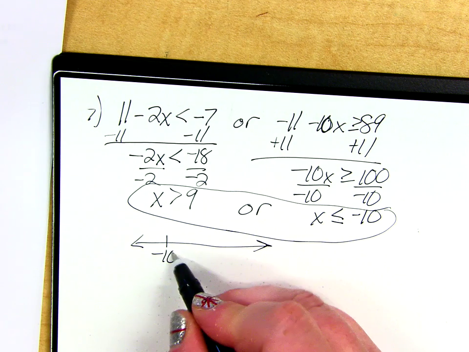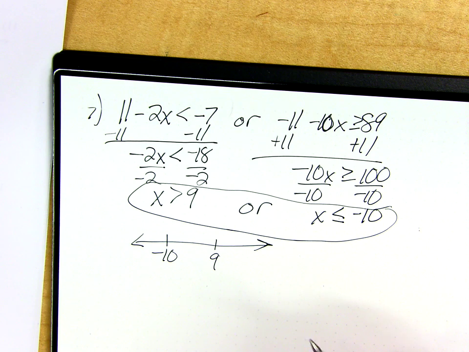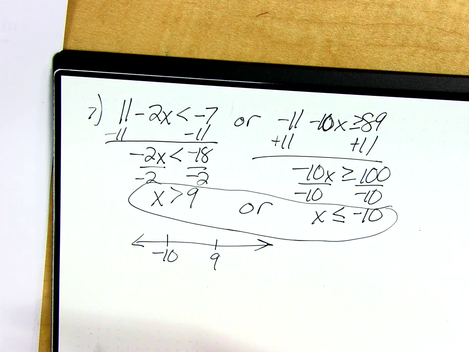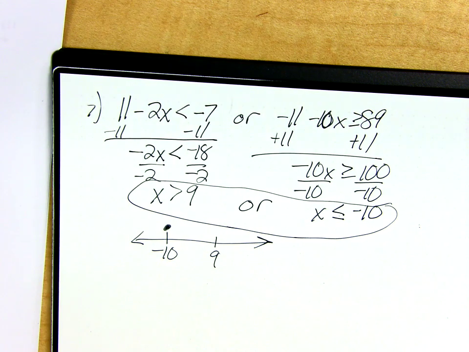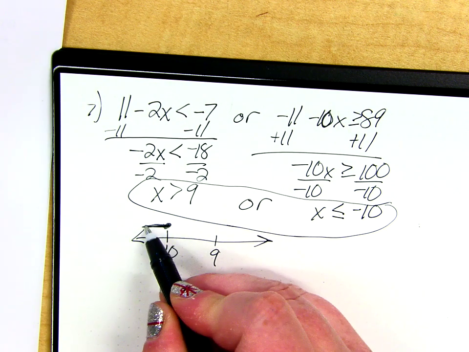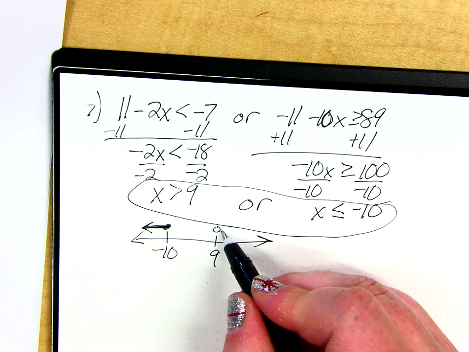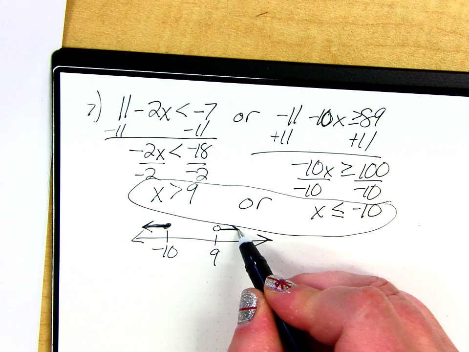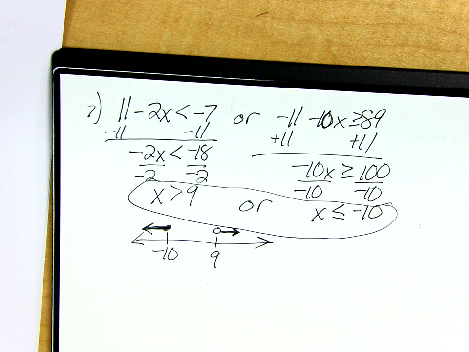I need negative 10. I need positive 9. What kind of a dot do I need at negative 10? Closed, shaded to the left. And then on 9, I need open, shaded to the right. There we go. I'm so happy now.